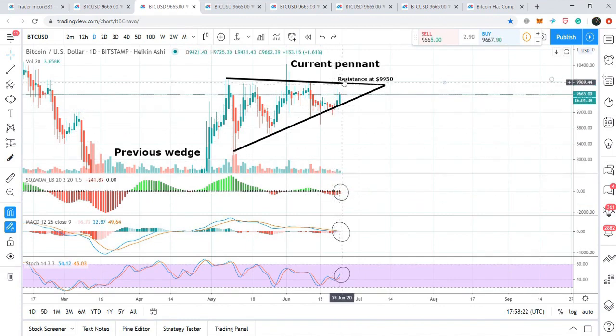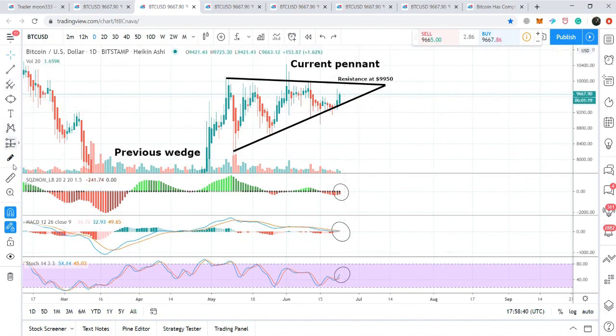Now if we want the resistance of this pennant, that is almost at $9,950, so we can expect a spike up to $10,000. But if the buying volume is strong, then we can also expect a breakout, as we are already at the end of this pennant.